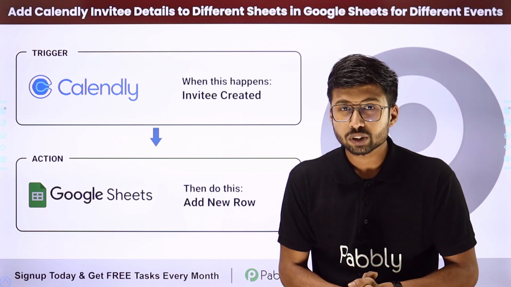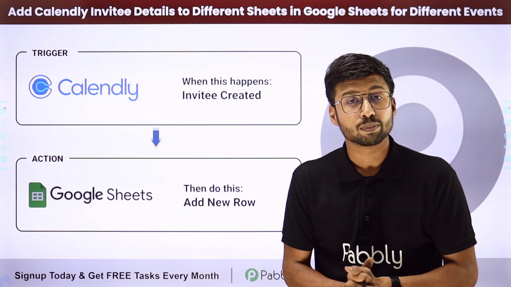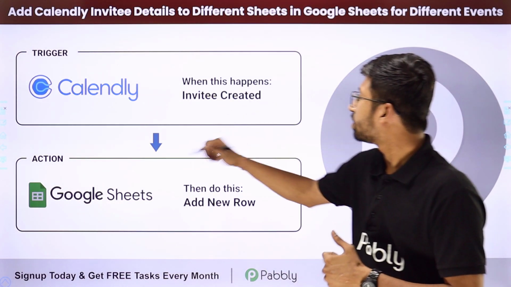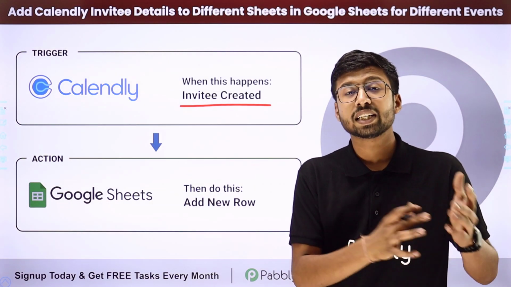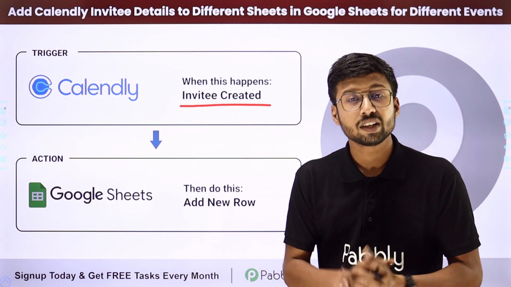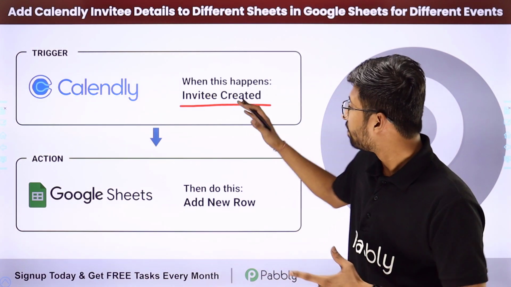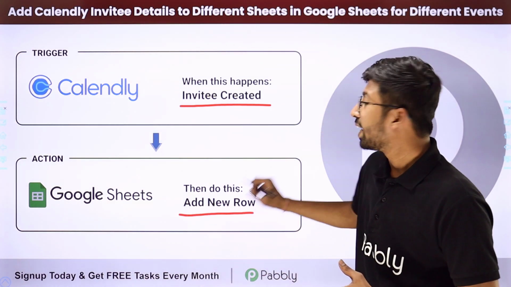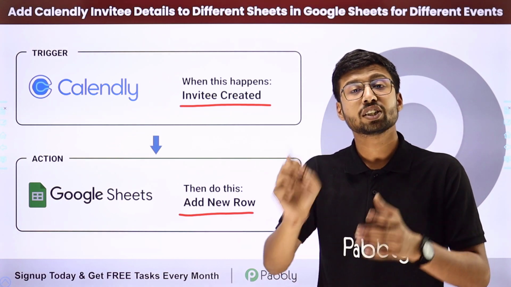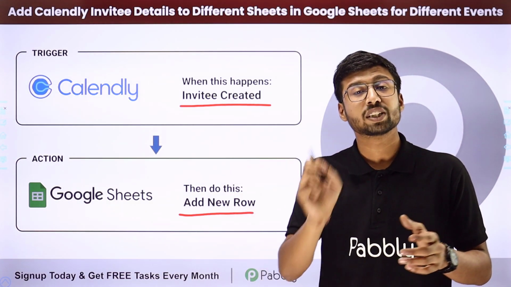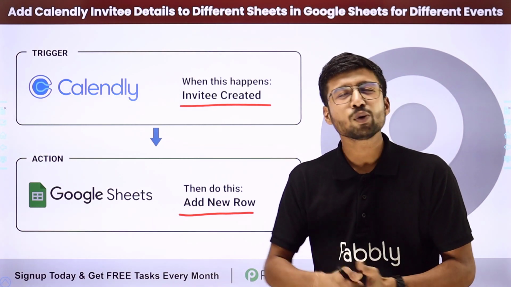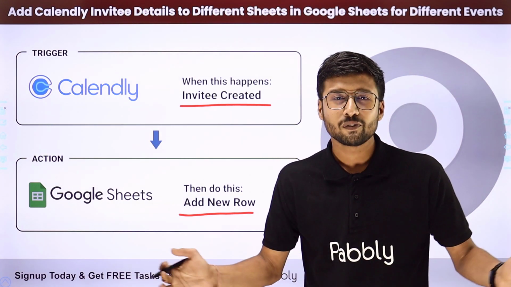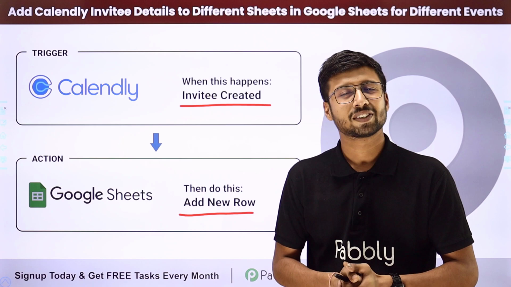So here, guys, we are going to set up an automation to automate this complete process. Using this automation, whenever an invitee is created in your Calendly account, automatically, with the same details which they entered while booking an appointment, we will add a new row of data into the specific sheet for the event for which they have booked the appointment. If you want to know how you can set up this automation, just come with me to my screen.